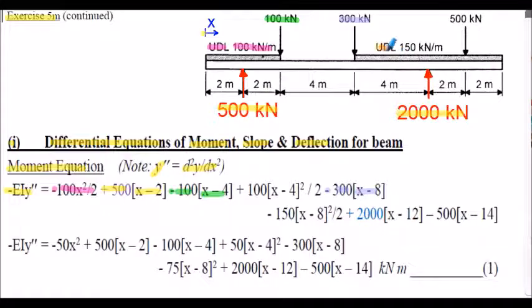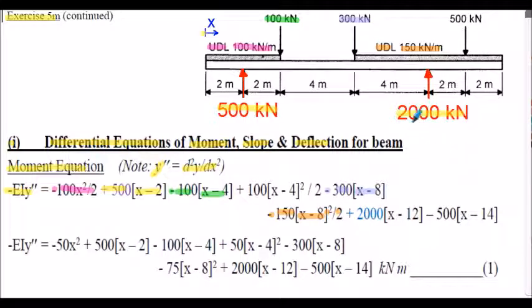Next, I'm going to consider the UDL of 150 kilonewtons per meter. Again, that's a negative effect on the bending moment. So that will be negative 150 multiplied by x minus 8 multiplied by x minus 8 divided by 2. So that's where I get the x minus 8 squared from, divided by 2.